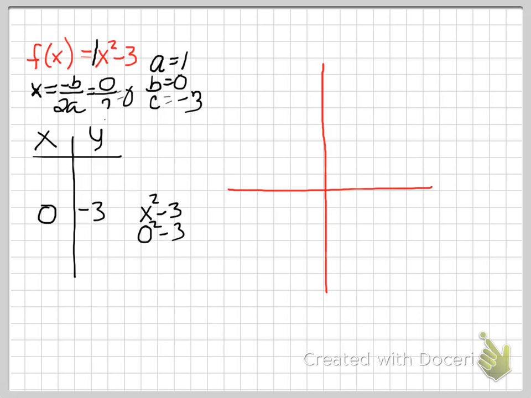0, -3. So 0, 1, 2, 3. So I'm going to put a point there. This is going to be interesting, me graphing on this. This pen is so fat. So we'll give it a shot.